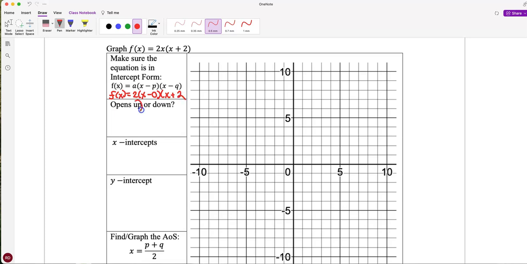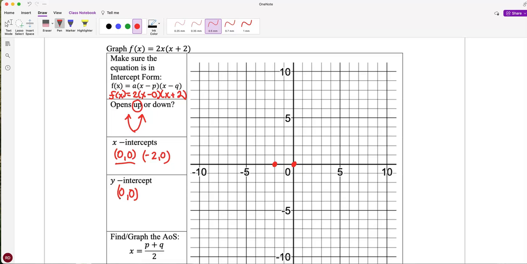This guy opens up because the number in front is a 2. The x-intercepts, x minus p, so it's going to have one x-intercept at 0, 0. And x plus 2 is the same as x minus -2. So -2, 0 are my x-intercepts. So 0, 0 and -2, 0. Now, the y-intercept is what you get when x is 0, but I can see when x is 0, I get 0, 0. So that is my y-intercept.